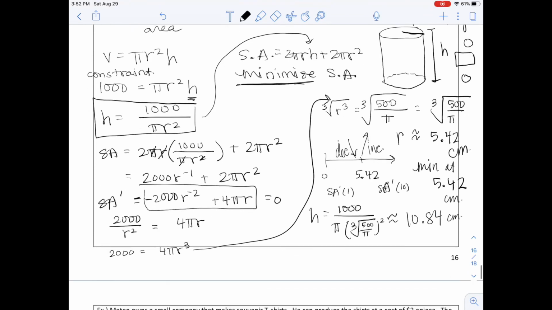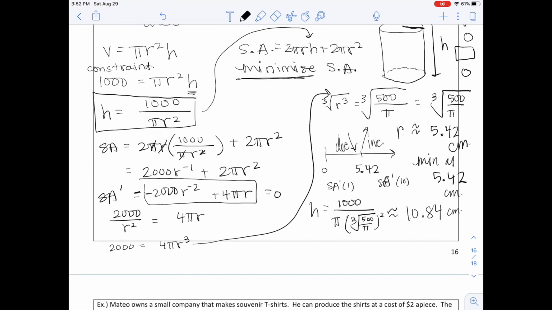So writing this down below, we'll say that this is going to be our surface area that will be minimized. The dimensions that will use the least amount of material will be our radius is going to be approximately equal to 5.42 centimeters. And our height of that can is going to be approximately 10.84 centimeters.